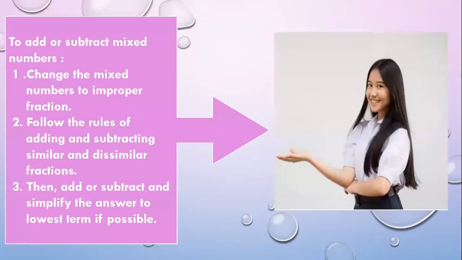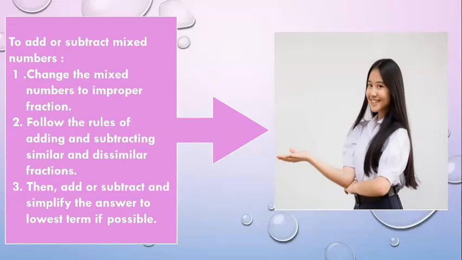And for Marie, to add and subtract mixed numbers, 1. Change the mixed numbers to improper fractions. 2. Follow the rules of adding and subtracting similar and dissimilar fractions. And lastly, add or subtract and simplify the answer to lowest terms if possible. Well, that's very good. So if you apply addition and subtraction of fractions in word problems, how will you do it? What are the steps in solving word problems?